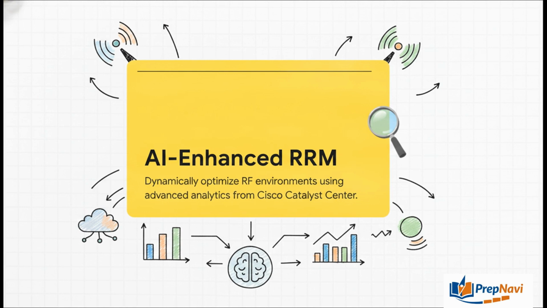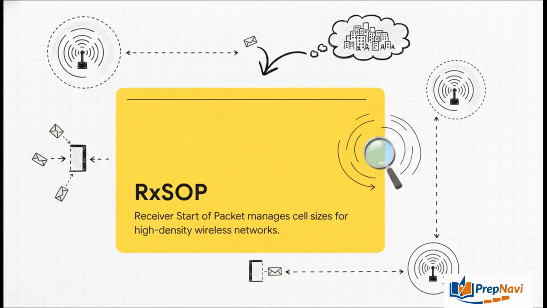You need to know how AI-Enhanced RRM uses advanced telemetry and analytics through Cisco Catalyst Center to dynamically optimize the RF environment over time. It's not just reacting instantly to some localized interference spike anymore. Then we have RxSOP, or Receiver Startup Packet, which is called out in Section 2.3.C.